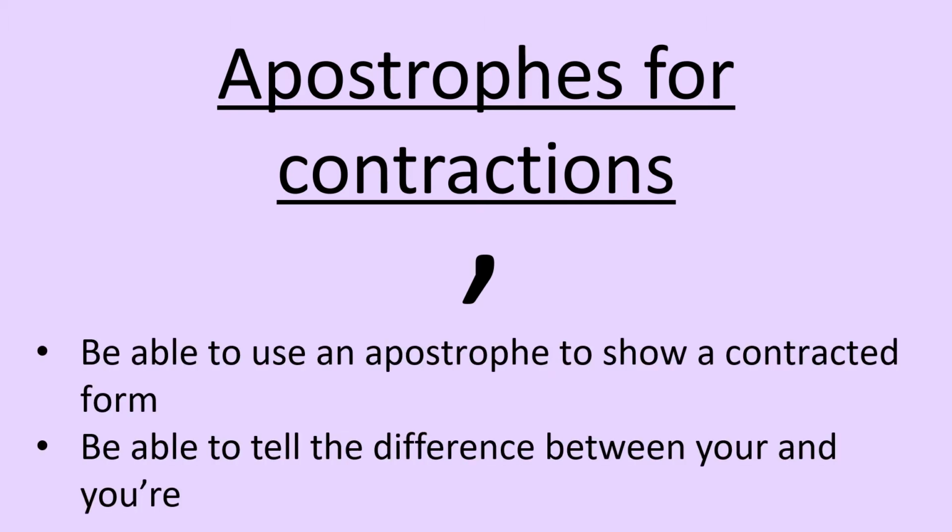Okay, so today we're looking at apostrophes for contractions. If you can't remember what an apostrophe looks like, it looks like a comma, but it's floating in the air, like this. By the end of today's video, you will hopefully be able to do two things. Be able to use an apostrophe to show a contracted form, and be able to tell the difference between your and you're, the two types, the two spellings.